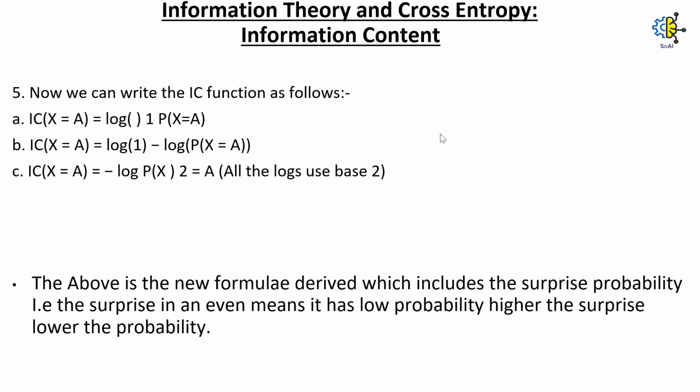Now we can write the IC function as follows. IC of X equal to a is equal to log of 1 over the probability of X equal to a. You can see in the three statements, IC of X equal to a is equal to log 1 minus log probability of X equal to a, which is equal to minus log of the probability of X equal to a, with base 2. Here all the logs used are base 2. The above is the new formula derived, which includes the surprise: a surprising event means it has low probability, the higher the surprise, the lower the probability.